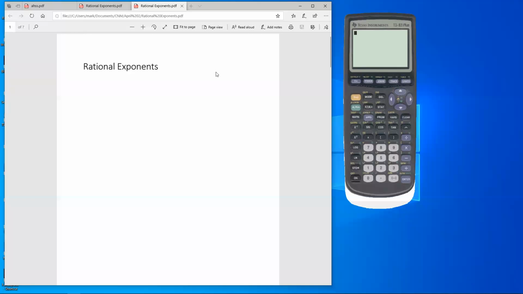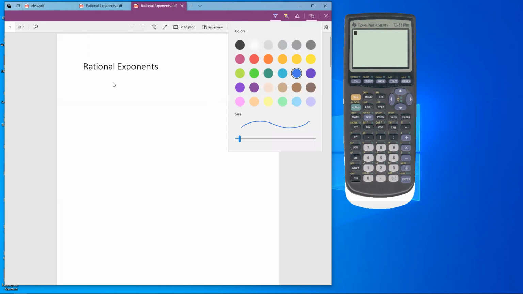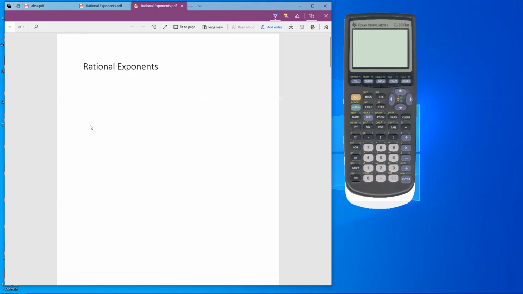Okay, good morning. So today we are going to talk about rational exponents. This is the beginning of chapter 8 for us. One of the things we have to do is remember what the rules of exponents are. If we go back and remember from before.